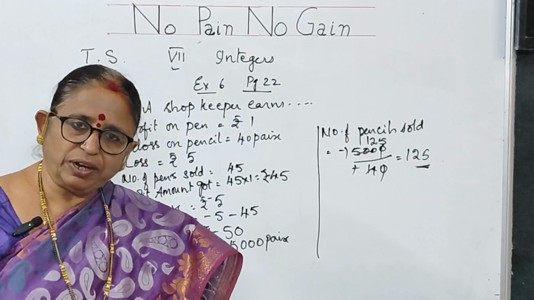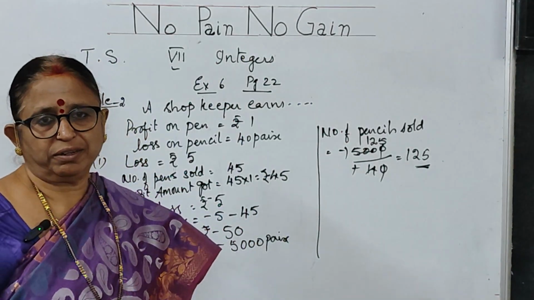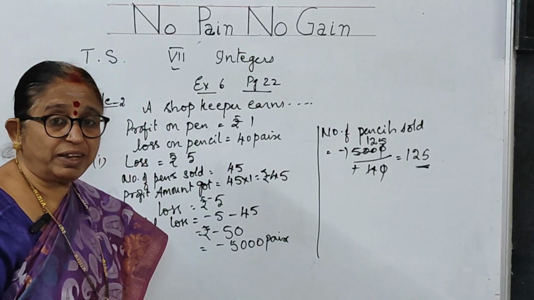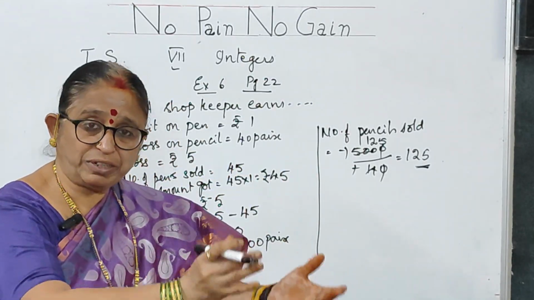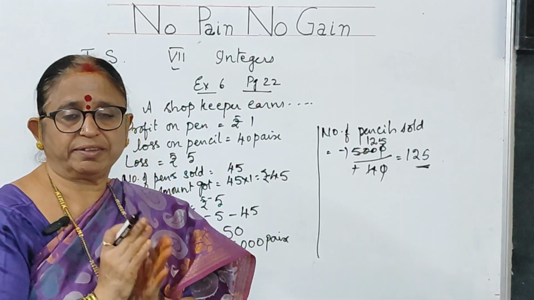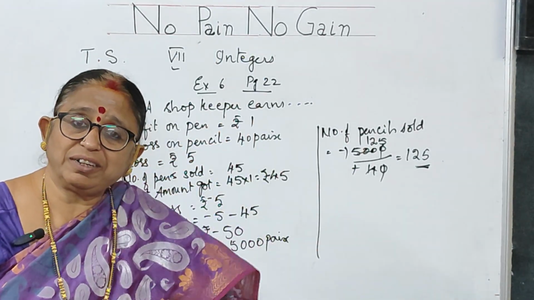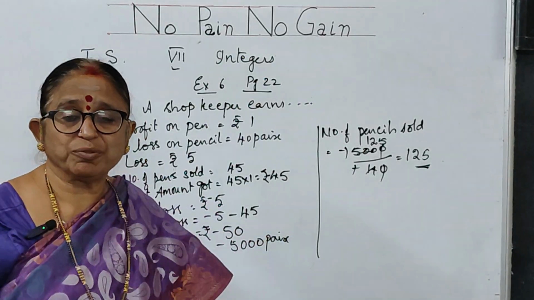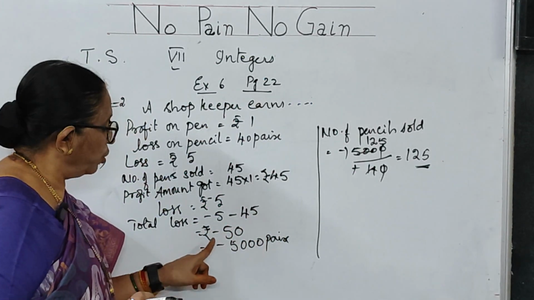Still some more 5 rupees she lost from her pocket. So total how much has she lost? Whatever 45 rupees profit she got, that she has lost. And 5 more rupees extra from her pocket she has lost. Last one is minus. So minus 5 and minus 45. Total she has lost 50 rupees.